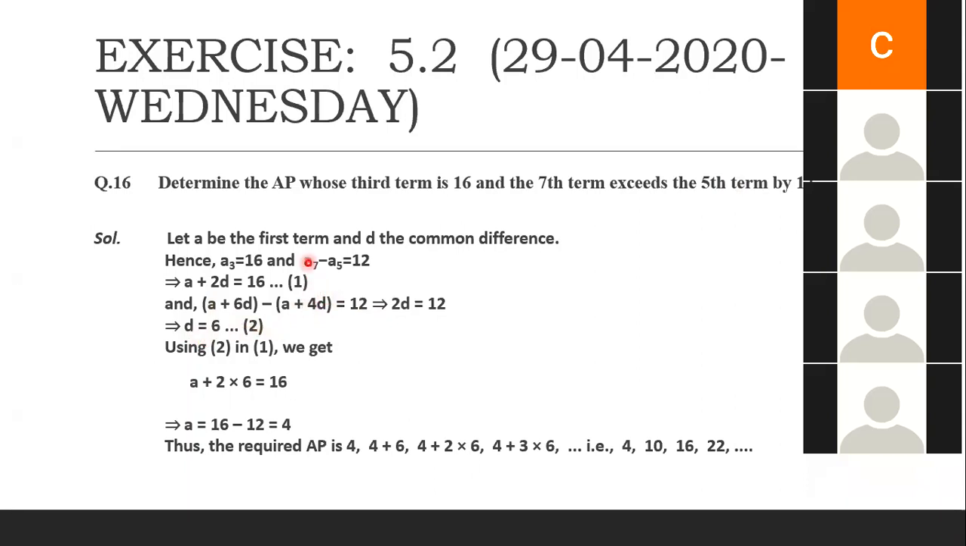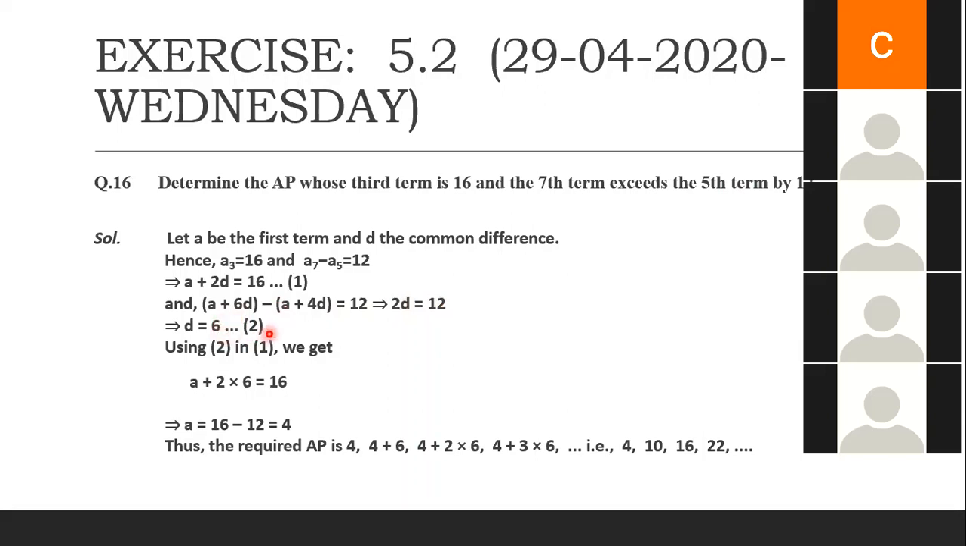Any doubt in these two steps, children? No, ma'am. We need to find the AP. So here the 7th term exceeds the 5th term by 12. The 7th term is A plus 6D and the 5th term is A plus 4D. Exceeds means subtract. The value is 12 they gave. From this we get the D value. A plus 6D minus A minus 4D is equal to 12. A and A will get cancelled. 6D minus 4D is 2D, equal to 12. D value is 6. Any doubt in getting D value, children?